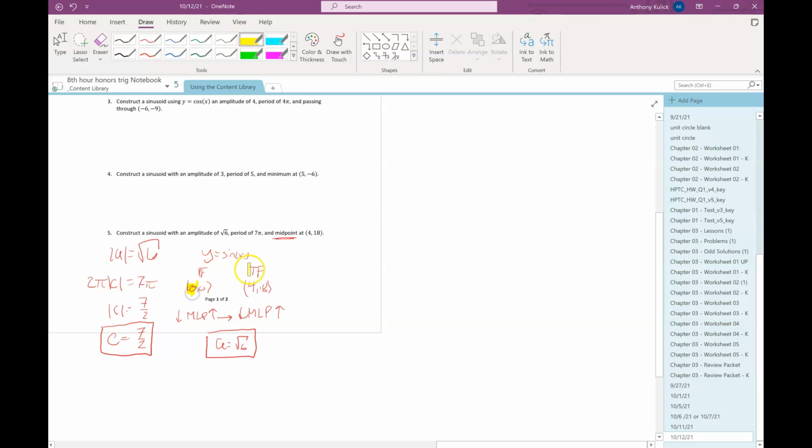Because the x-coordinate from the parent function is a 0, I know the x-coordinate from the transformed function is going to be my h. And because the y-coordinate from the parent function is 0, I know the y-coordinate from my transformed function is going to be my k. So there we go.